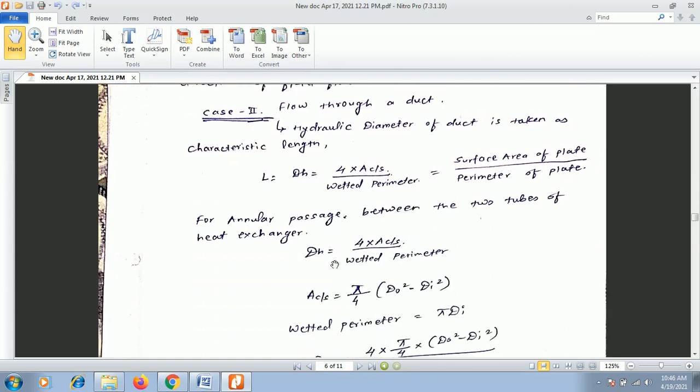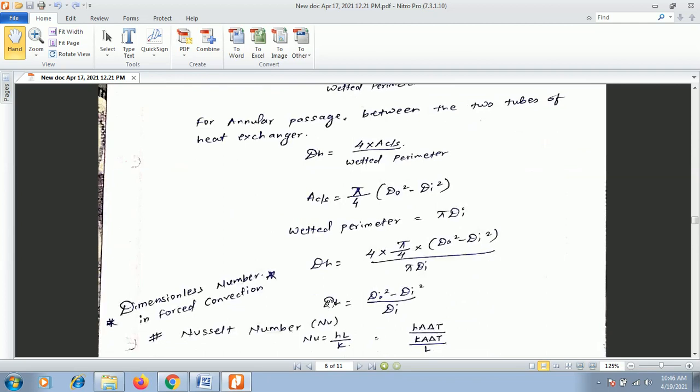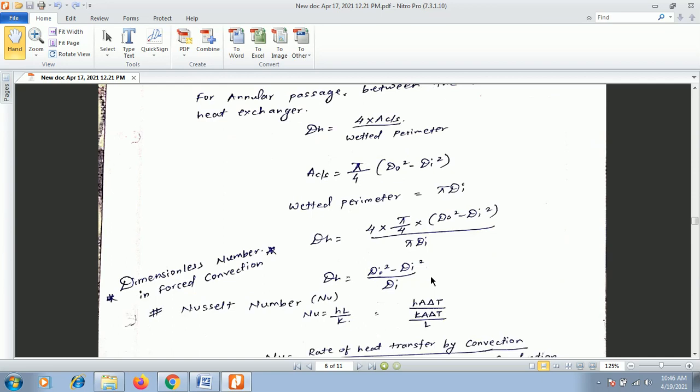For an annular passage, after putting the value of the cross sectional area and wetted perimeter, you have the hydraulic diameter as Do square minus Di square divided by Di, where Do is the outer diameter and Di is the inner diameter.